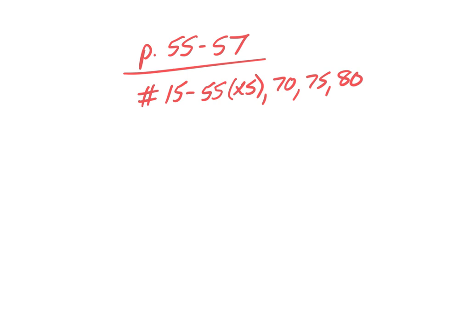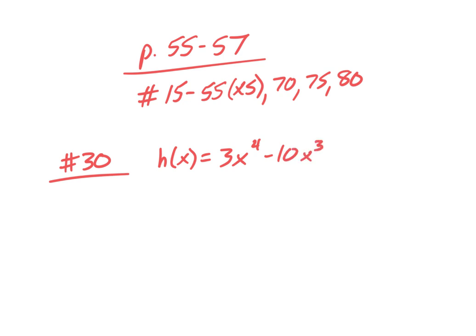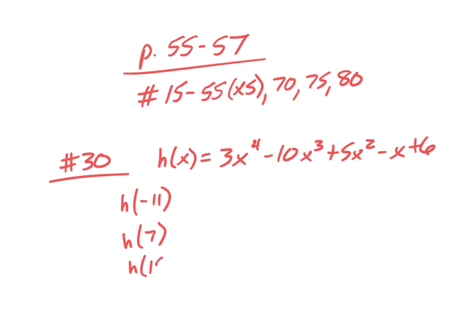If you want to look at number 30, I'll give you a heads up. I'll give you kind of a quick and easy way to do this one, and you can put this first on your assignment if you want to. Number 30 gives you this big, long, nasty equation. And then it says, let's find h of negative 11, h of 7, h of 15.